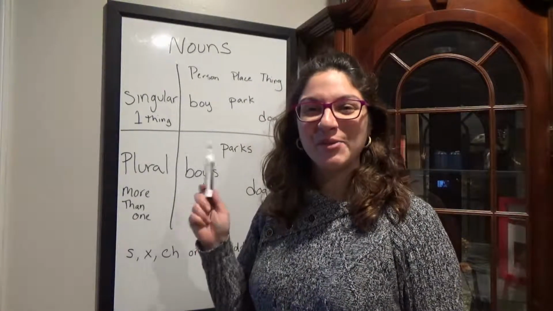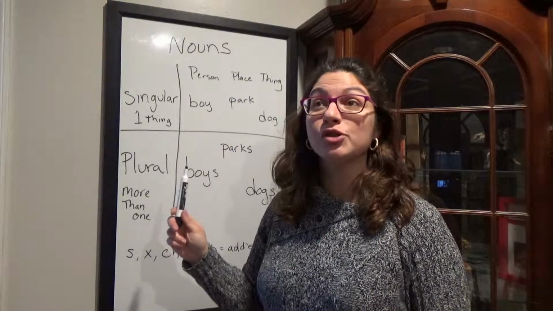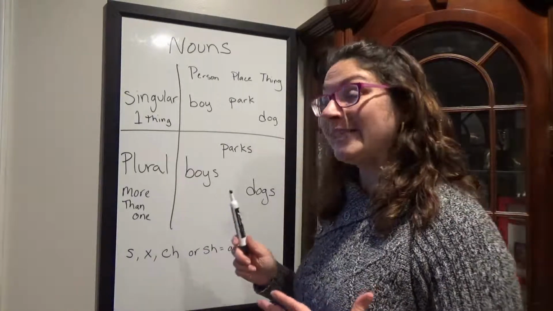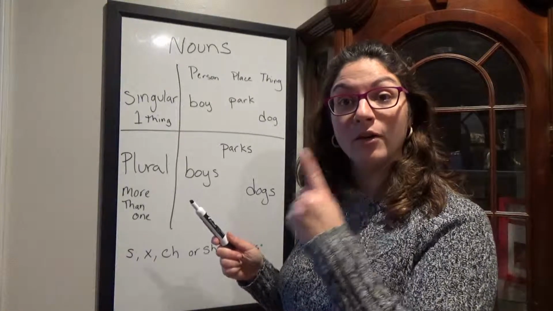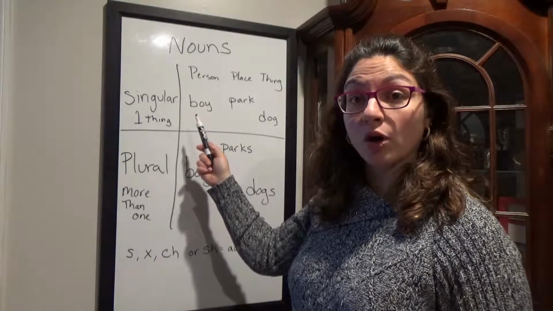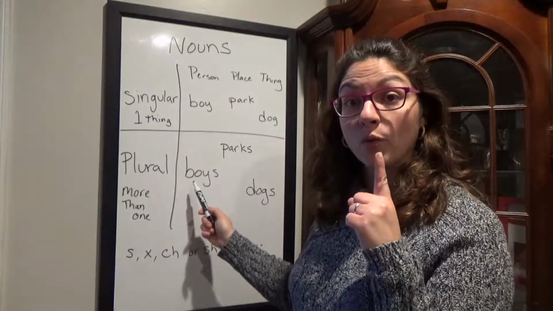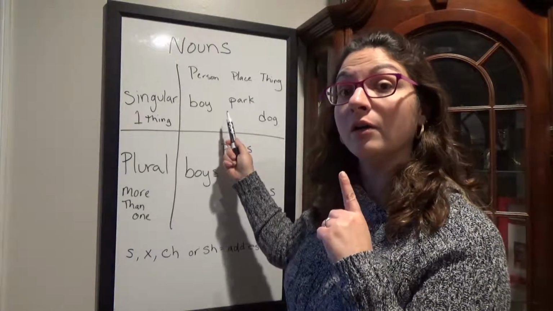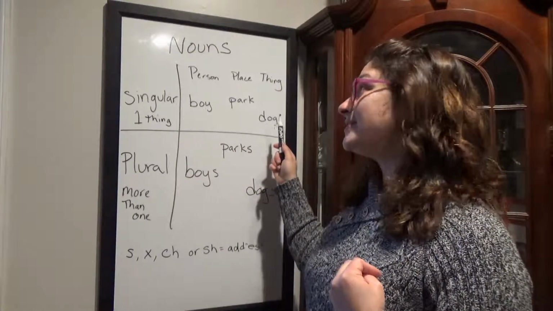Okay, so now we're going to talk about nouns and their numbers. Numbers are just one of the qualities that nouns possess. So when I say numbers, I mean the actual word will tell us if there's one or if there are more than one. For example, the singular word noun, boy, plural, more than one, is boys. The singular place, park, if we have more than one park, we have parks. And then same with things.